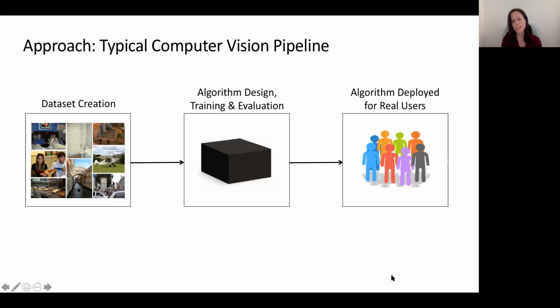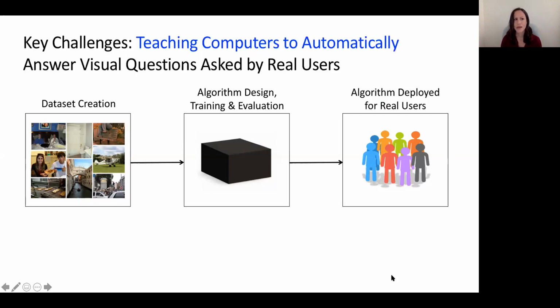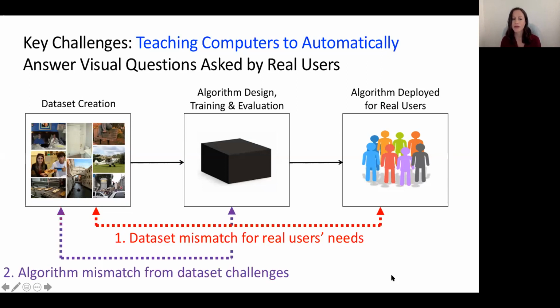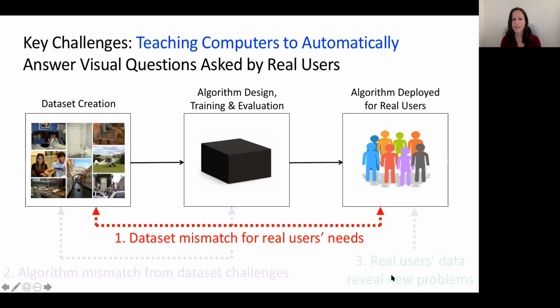And so in this presentation, I want to talk about three key challenges with this pipeline. One is that there's often a dataset mismatch for real users' needs. Another is that there's also often an algorithm mismatch from dataset challenges. And the third is that real users' data can reveal new problems. So diving into the first, which is the dataset mismatch for real users' needs.